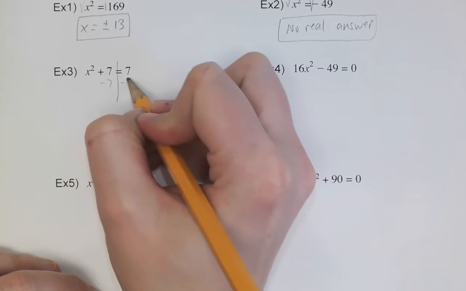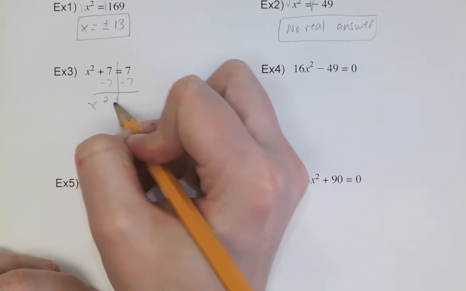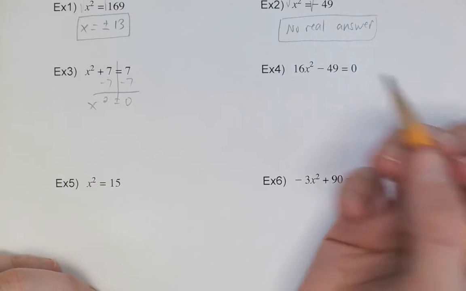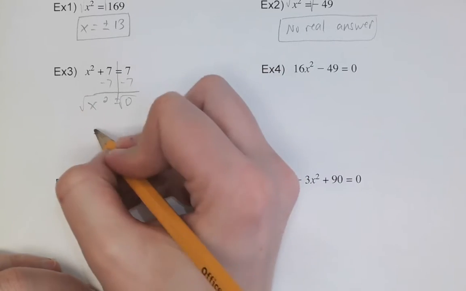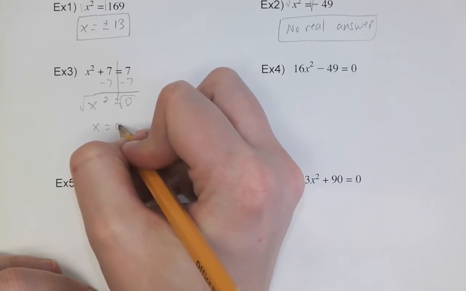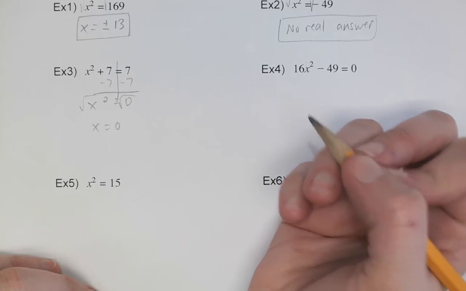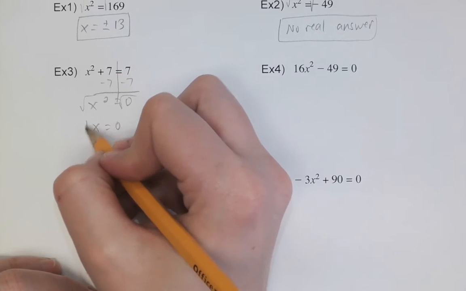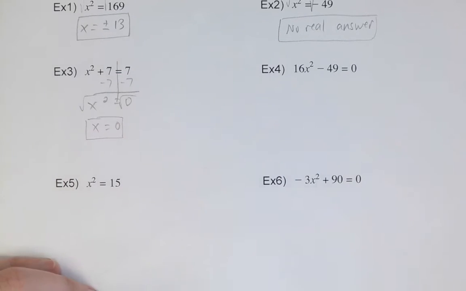So I'm going to subtract 7 from both sides. I'm left with x squared equals 0. And then if I take the square root of that, square root of 0 is saying what number times itself is 0? Well, that's just 0. Okay, so this would cross the x-axis right at 0.